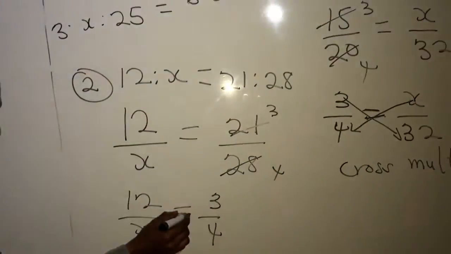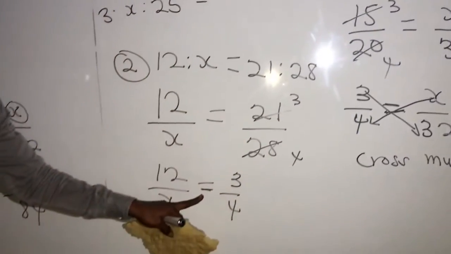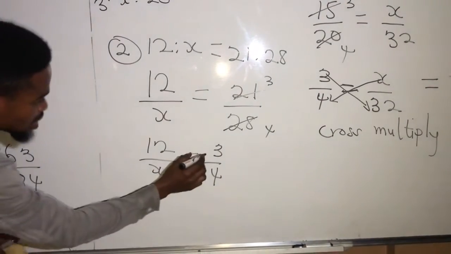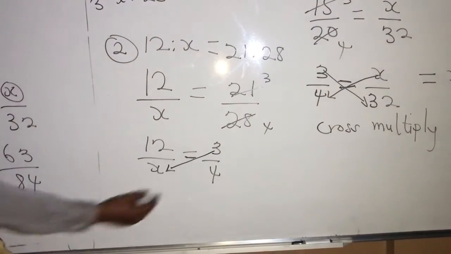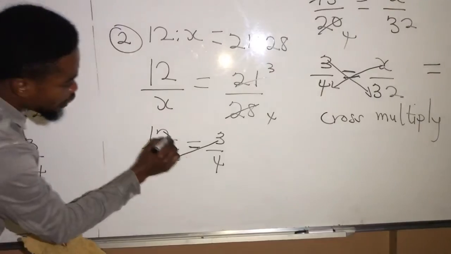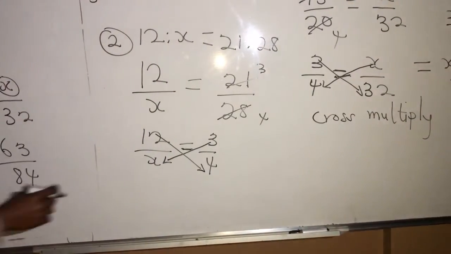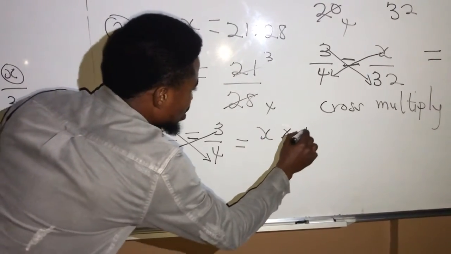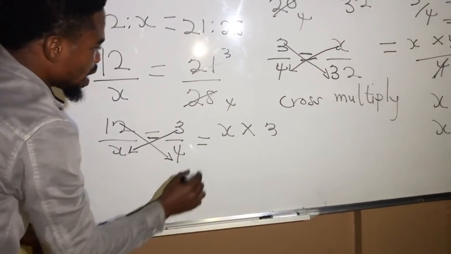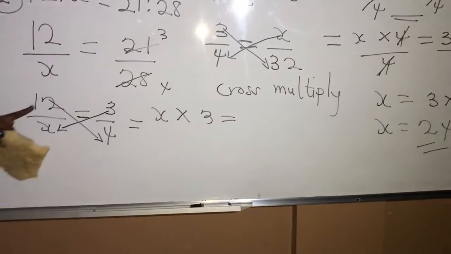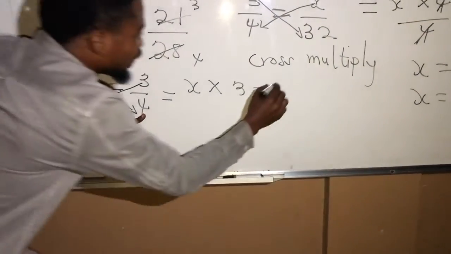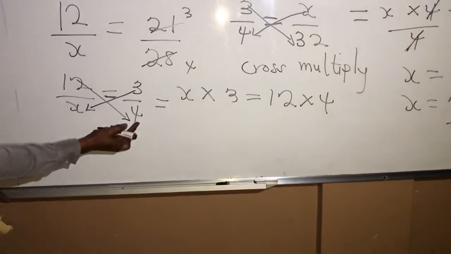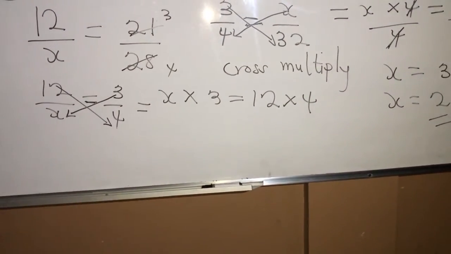So remember, what are we going to do here is cross multiplication. So we cross multiply the numbers. So 3 will go to x, and 12 will go to 4. So I come here, which is x times 3 equals 12 times 4. 12 times 4. And then, what are we going to do in this case?